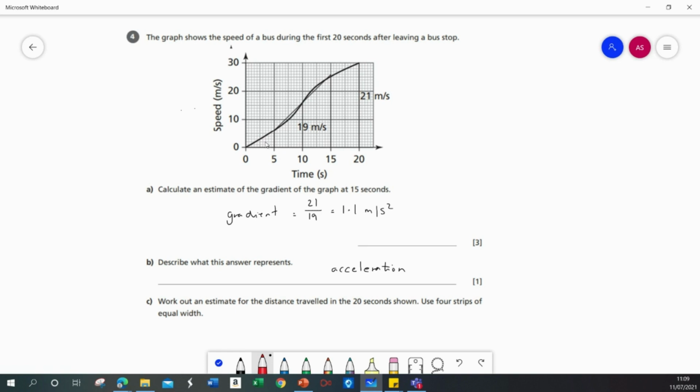The first strip is a triangle, and then we've got 3 trapezia, and I'm going to work out the area of each of those trapezium and then add all the areas together in order to find the total distance travelled. Let's do the working out here.